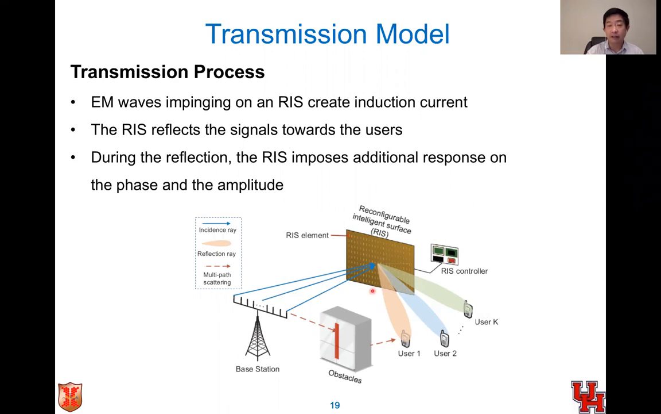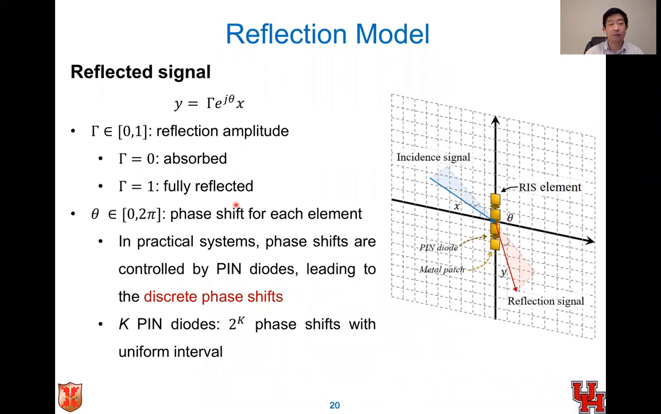They change the direction by changing the phase and amplitude. So here is a reflected signal, and this gamma is the reflection amplitude. It can be between zero and one. And the theta is the phase shift, which is a response from the different directions. And then it can control the PIN diode. Because each diode is either on or off, when they combine them together, they can change to a different direction. But because you have a limited number of PIN diodes, your phase shift is discrete. In other words, it's not continuous.